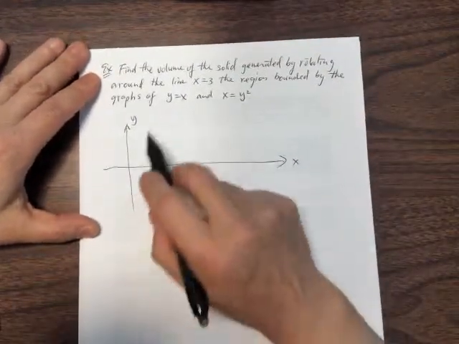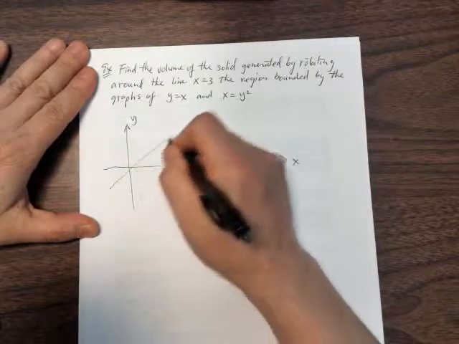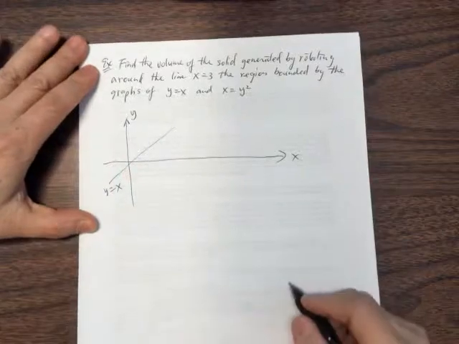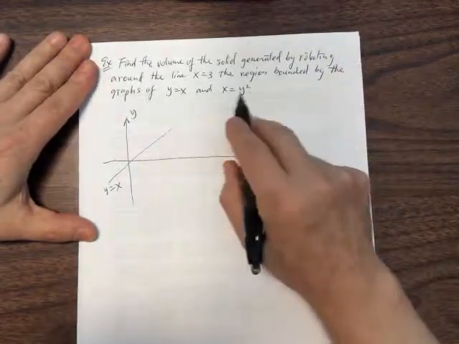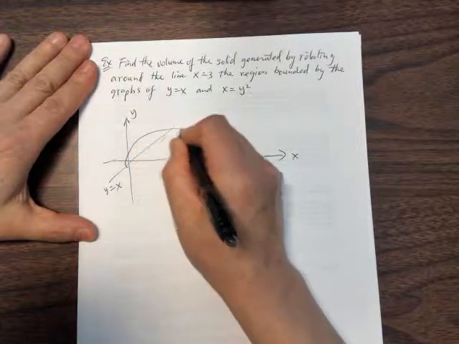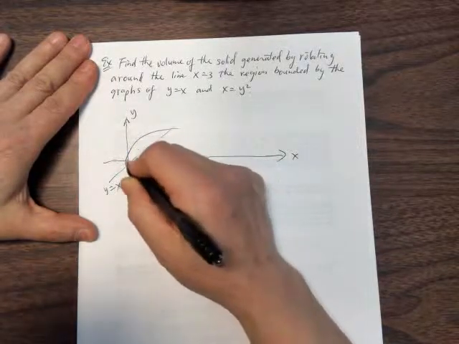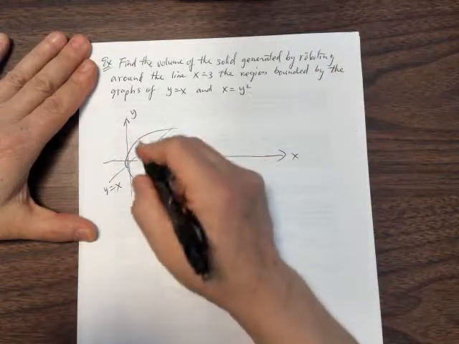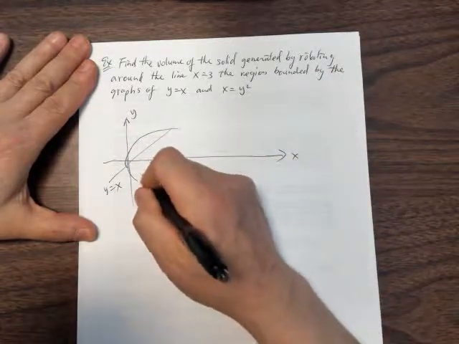Alright, so let's graph. y equals x, straight line. A lot of the functions involved are pretty simple. x equals y squared is this. But of course, the lower branch has nothing to do with our region.